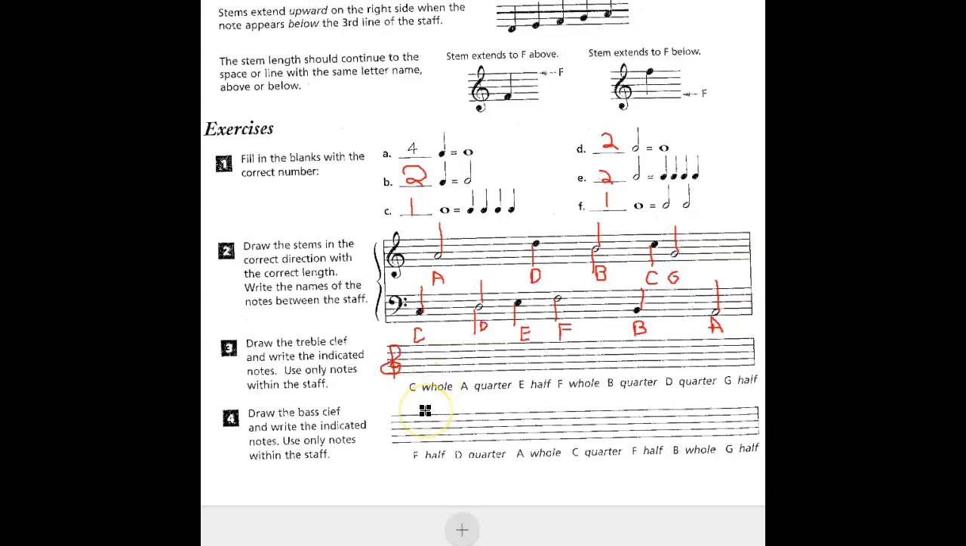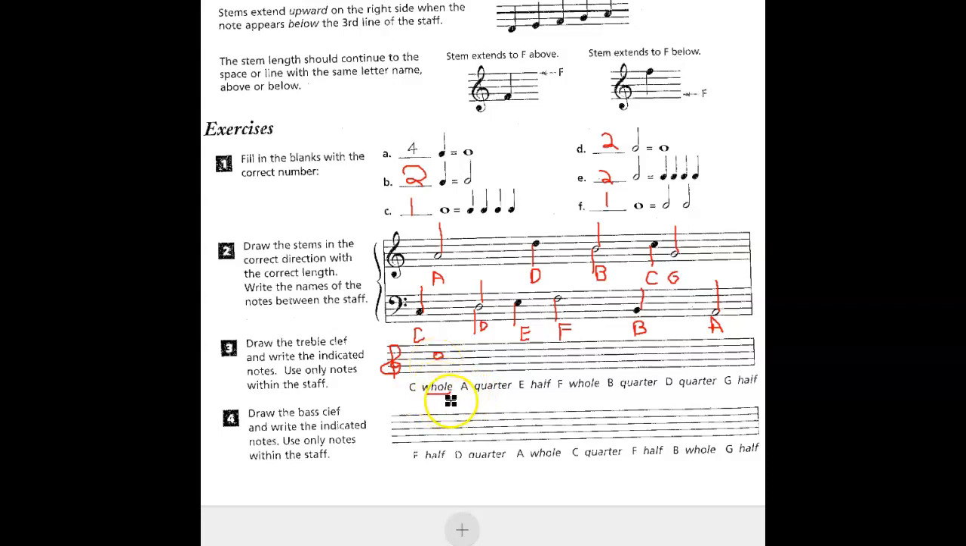For number 3, we're drawing the treble clef and writing the indicated notes. Use only the notes within the staff. So here you're going to have to determine that, okay, this is a whole note, and it's a C. We're using only the notes within the staff, so you have to write in the correct one.